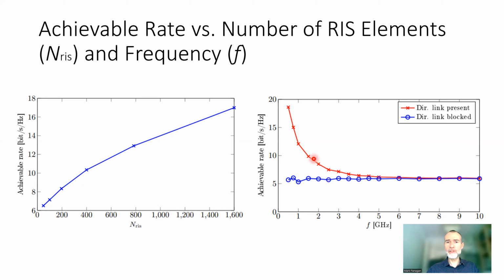Interestingly as well, if you look at the rate contribution from the direct link, that is actually decreasing, becoming more and more marginal as the frequency increases. And once we reach 5 or 6 gigahertz, it becomes almost zero, and almost all of the gain is coming from the use of the RS. In other words, the indirect link.